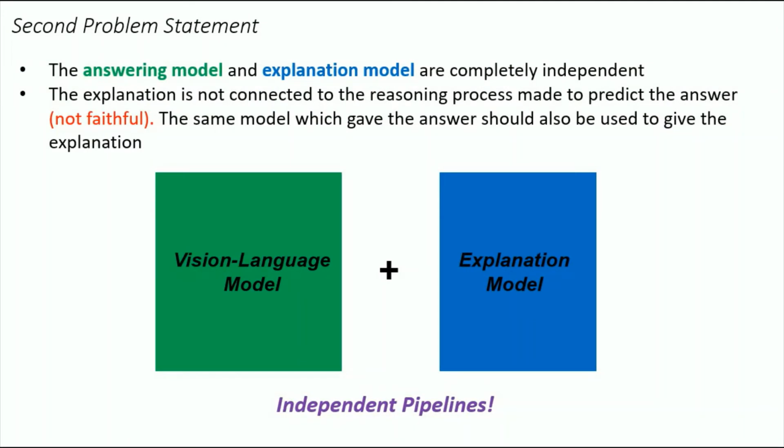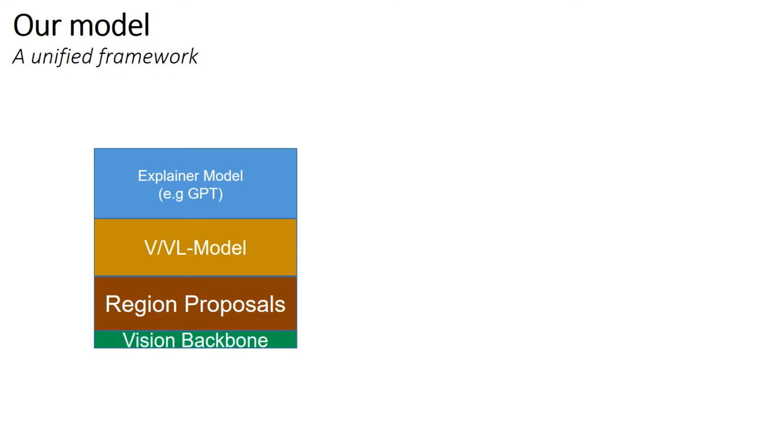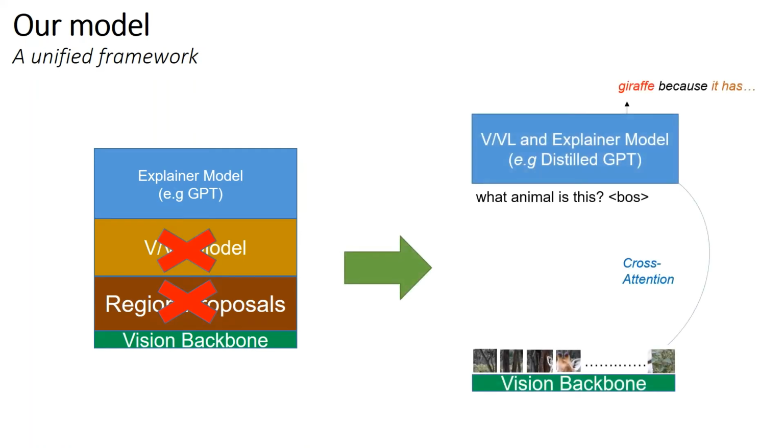The second problem is that the answering model and the explanation model are completely independent pipelines. In other words, the same model which gave the answer should also be used to give the explanation. We therefore propose a simple and unified model which solves all of the previous problems. We get rid of the region proposals and the vision language model, resulting in a simple model which only includes the vision backbone and the language model. The language model performs the two tasks of predicting the answer and explaining it simultaneously. We also aim to reduce the language model size as much as possible. We therefore utilize a distilled version of GPT-2.